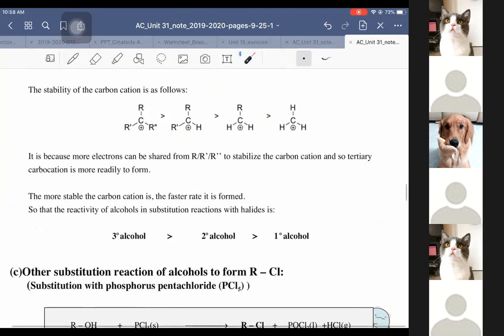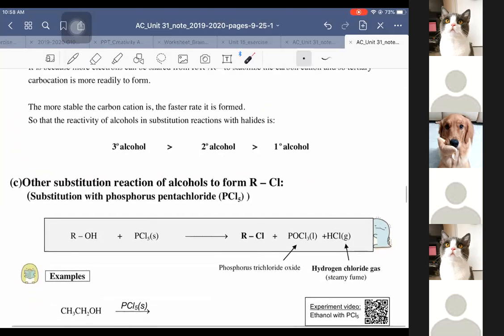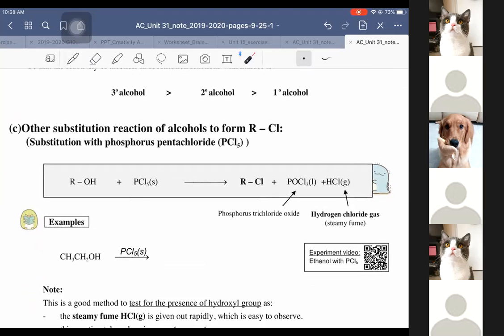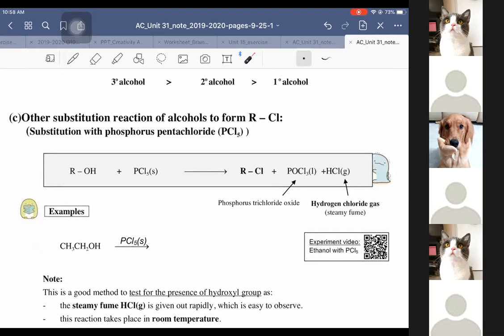Again, if you are still not sure about this, we have a detailed explanation here, so you can read it later on. Similarly to that substitution, previously we had PCl3 as the reactant, but now I want to introduce one more reactant to do the substitution. We can use PCl5, phosphorus pentachloride. Penta means 5.